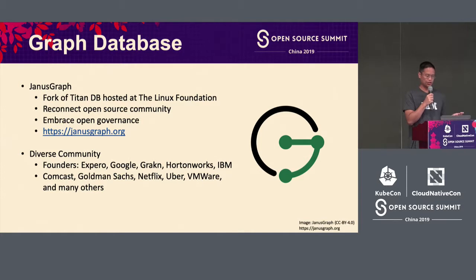So we have our founders, Google, IBM, Hortonworks, now Cloudera, a good set of companies. But since then, we've continued to add new companies and individuals as well. They're all listed there. These are big companies. Pretty much anyone who's looking for a scalable open source graph database, JanusGraph is probably one of the top options that come to mind. Right now in the graph database space, most of the options are proprietary.